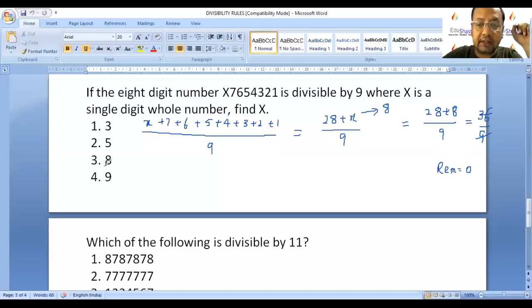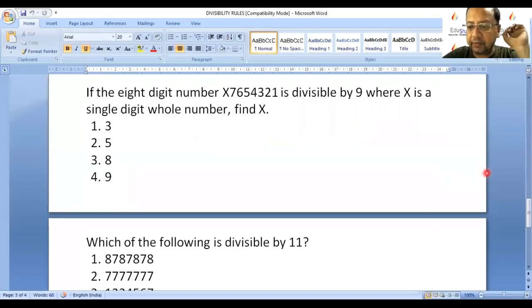So what is the answer for this question? What is the value of x? The value of x will be 8, right? So I can find all these answers with these divisibility rules, and here the value of x is 8. If I put 8 in place of x, then this complete 8-digit number will be perfectly divisible by 9.